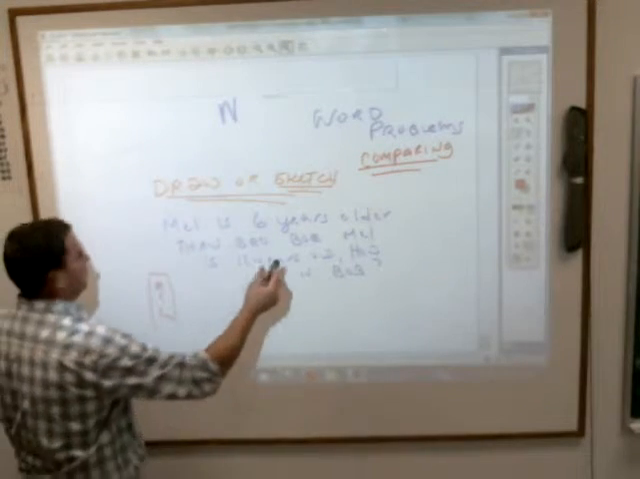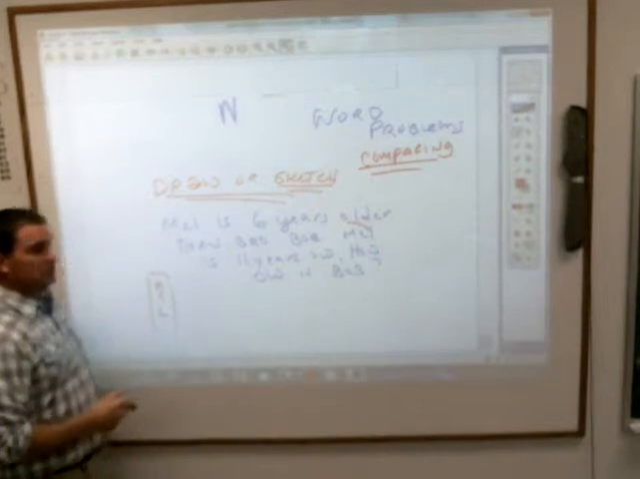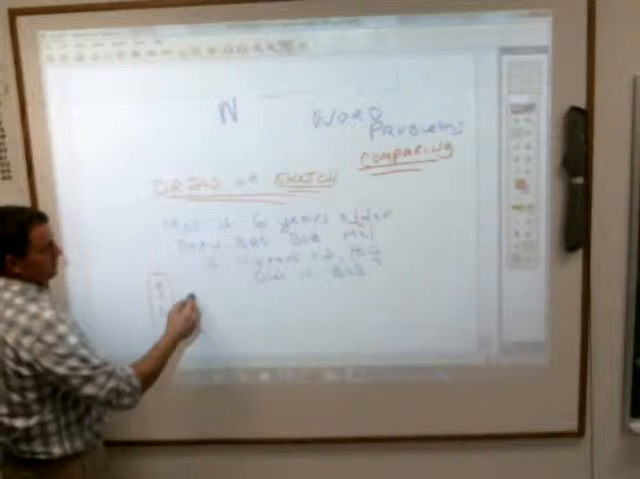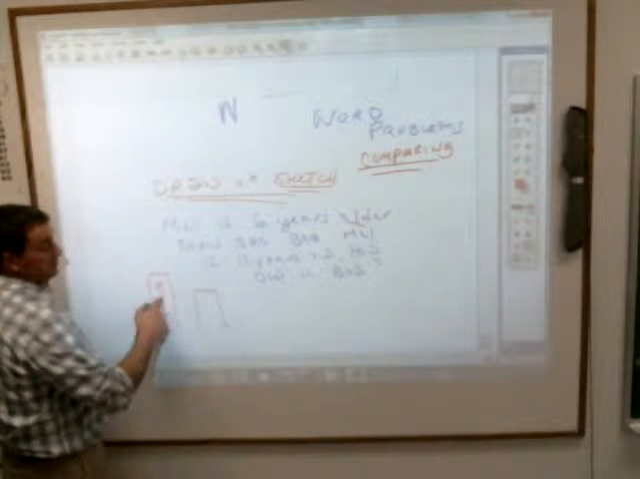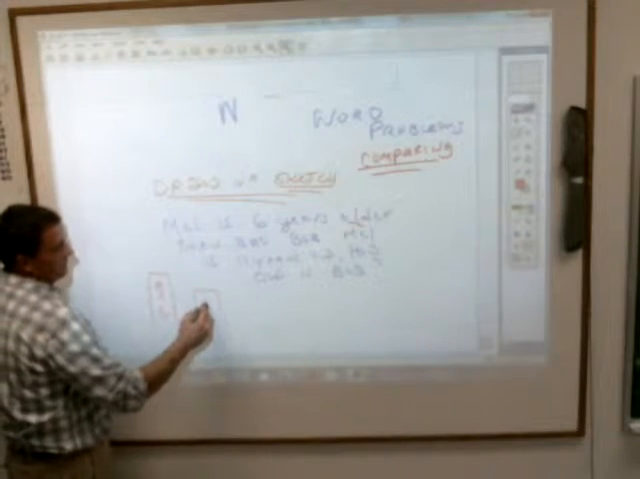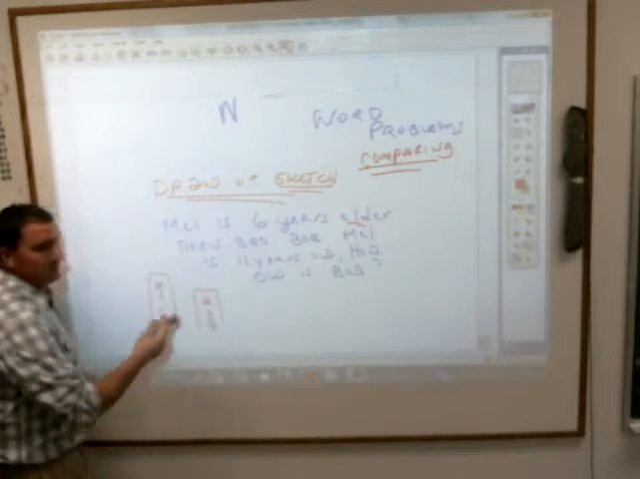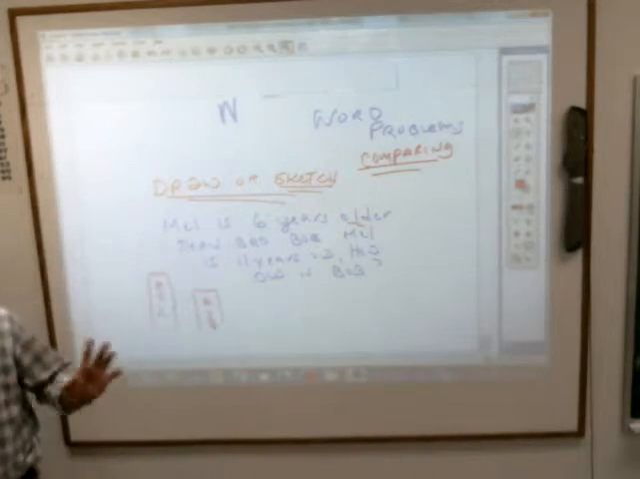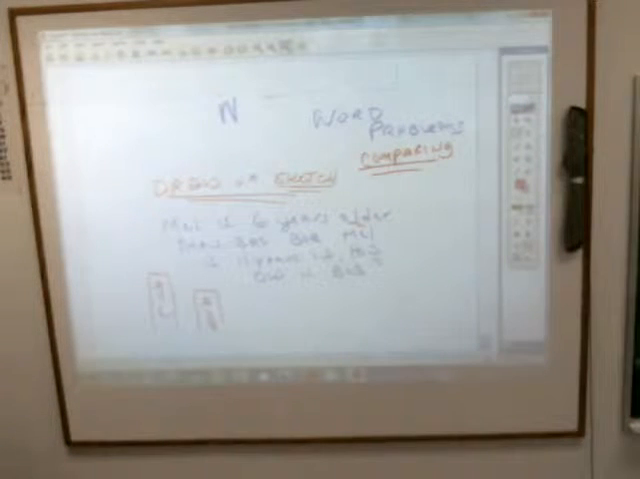So if I draw a box to represent Bob, do you suppose Bob is going to be bigger than Mel or shorter than Mel? If Mel is 6 years older, my box that shows Bob should be a little shorter, because Mel is 6 years older, so he would be bigger. Right away, when I look at the picture, I can tell who's older and who's younger. I don't have to go back and read the problem and say, what did it say again?